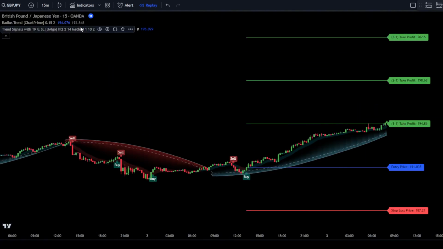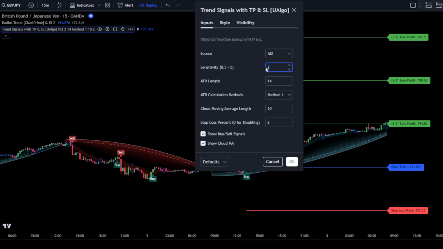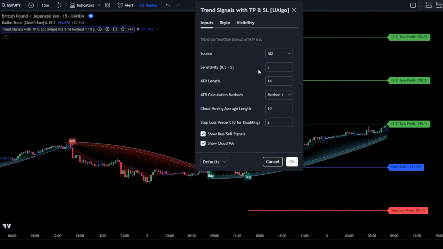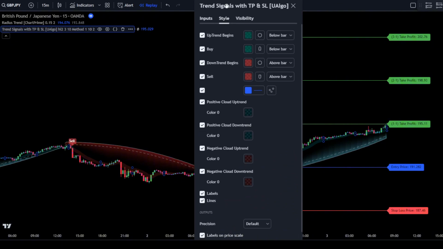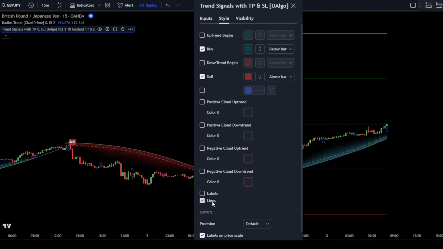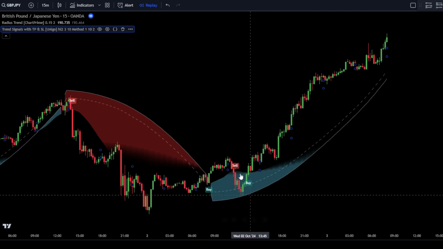After that, adjust the settings for the Trend Signal indicator. In the Input tab, change the sensitivity value to 3. Then, change the ATR length value to 10. After that, you can go to the Style tab. In the Style tab, remove all marks and leave only the buy and sell signals. Once done, just click OK to confirm the changes.